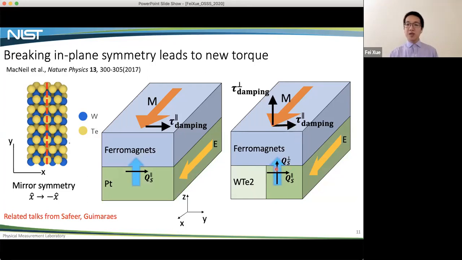So this spin current can then exert a torque on the magnets. The perpendicular or out-of-plane one will exert a damping-like torque on the ferromagnet in the perpendicular out-of-plane direction, and the in-plane one will just give an in-plane damping-like torque.